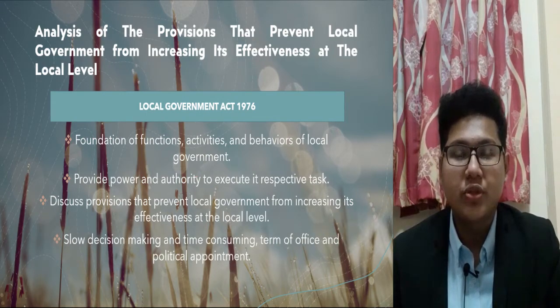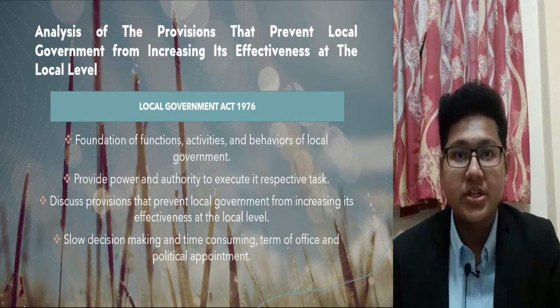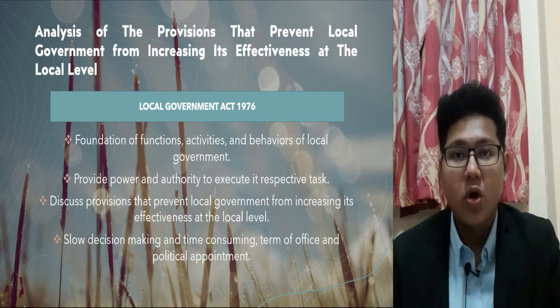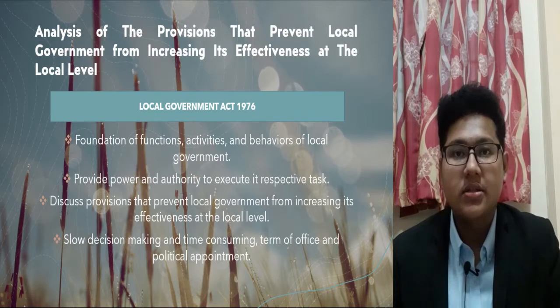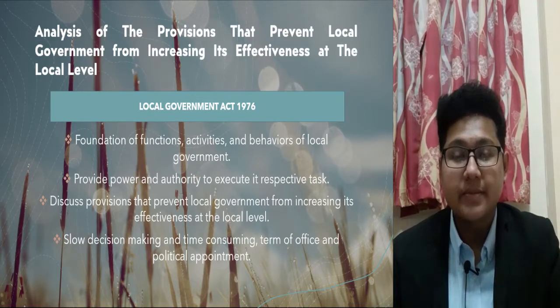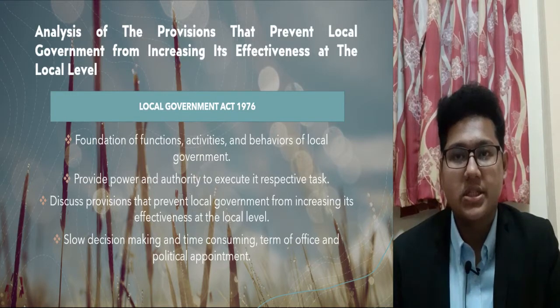Today I'm going to continue my group presentation by explaining the analysis of the provisions that prevent local government from increasing its effectiveness at the local level. In other words, I'm going to explain what the provisions in the Local Government Act 1976 are that prevent the local government from increasing its effectiveness. In other words, we will identify the flaw or the disadvantageous provisions.